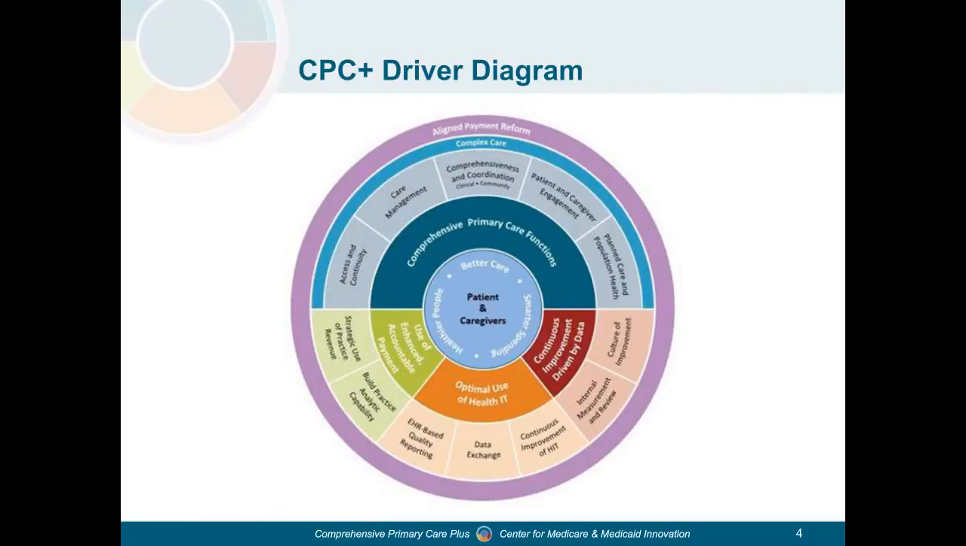So the drivers are the 5 key strategies that together support the CPC Plus goals of achieving better care, improving health outcomes, and being smarter about how we spend healthcare resources to achieve optimal outcomes. The primary driver, the comprehensive primary care functions, are in blue, and they are supported by the 3 foundational drivers, which are use of enhanced accountable payment in green, continuous improvement by data, which is in orange, and the optimal use of health IT in red. Supporting this comprehensive model of change is aligned payment reform in purple, outlining the entire circle.